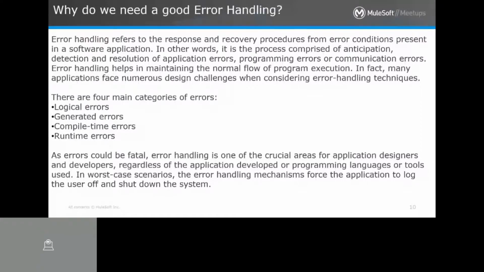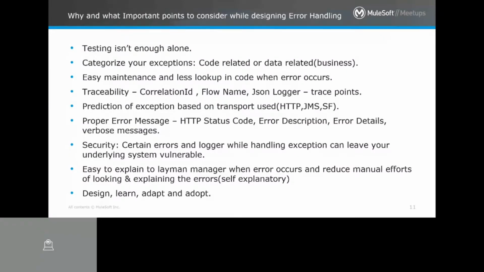There's a difference between errors and exceptions also. Errors are fatal, like your system goes down and all. Exceptions occur at the application level, for example if your data is not correct. We can divide them into business and non-business, just to not make it more complicated. This is an important slide: why, and what important points to consider while designing error handling. We all know testing is not enough. We don't know the behavior of the application when it goes to production.